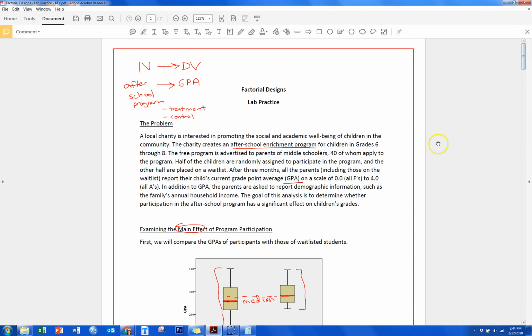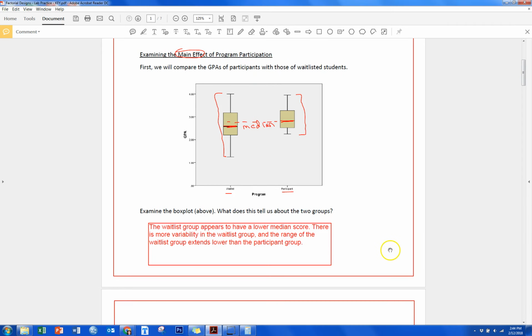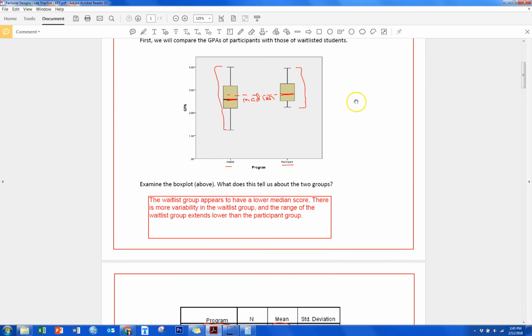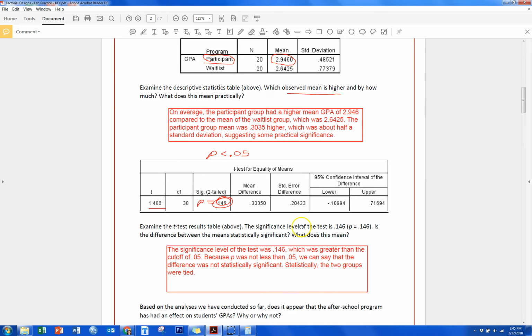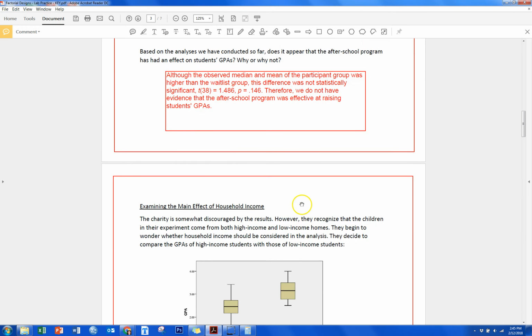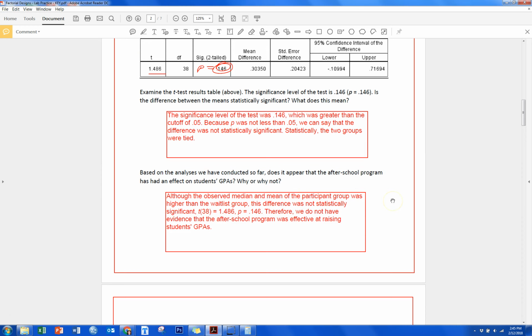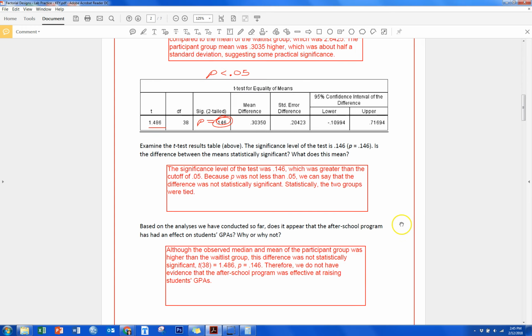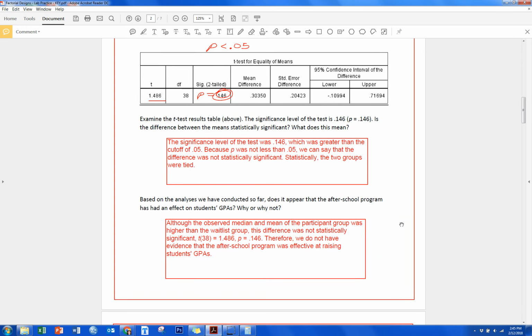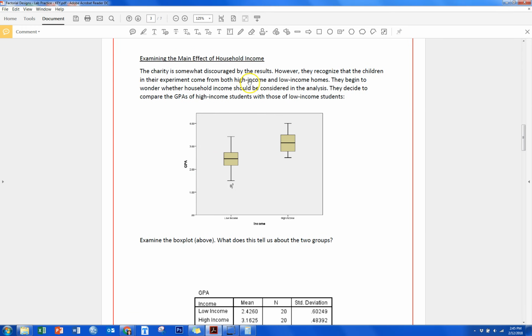When people are first learning statistics and they're first learning to do analyses, they might just get this far. Hopefully they get as far as running the statistical test and interpreting that correctly. Many times they'll end right here and they'll say, okay, done. It didn't work. End of story. But we always want to dig a little bit deeper. If we have more information, we have more theories we could explore, we want to do that. We might miss out on something really important. So let's go down here and examine the main effect of household income.